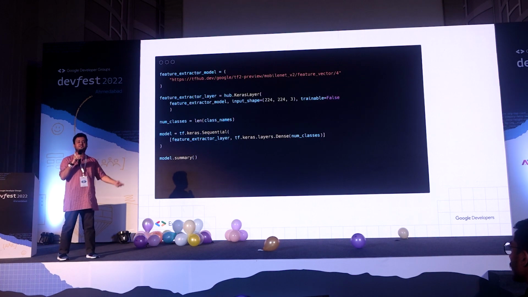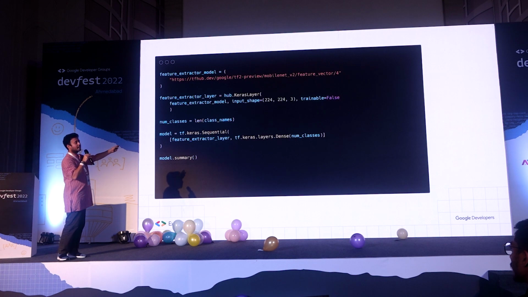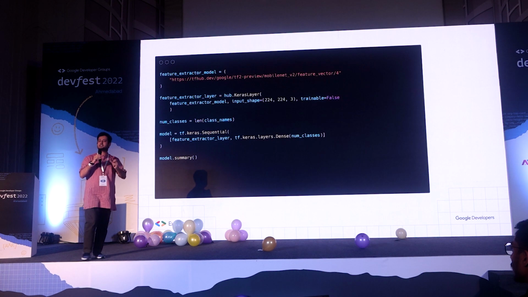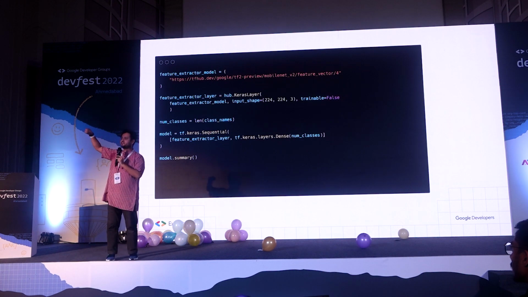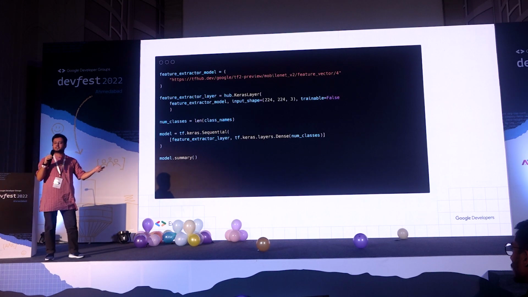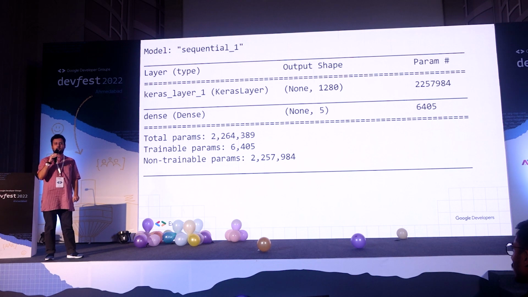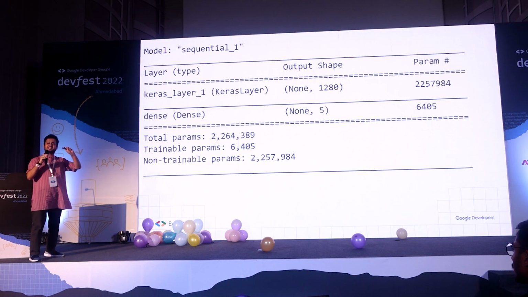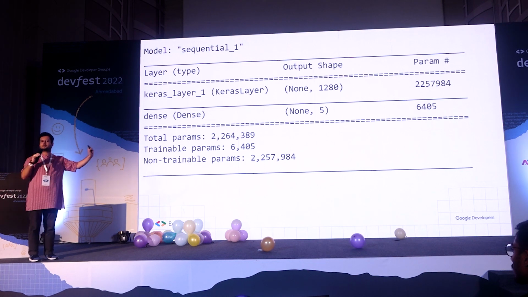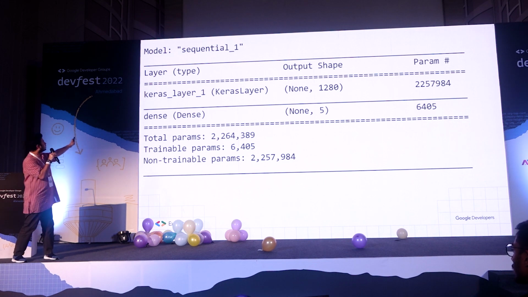I create a model by defining the sequential layer. I pass in the feature extractor layer, and I call the dense layer, which would be something like the connections to the 5 layers that are there. That is my dense layer. And I call the model.summary function, okay? When I do that, here is the summary of the model, okay? If you look very closely, whatever I've spoken will make a lot of sense here.